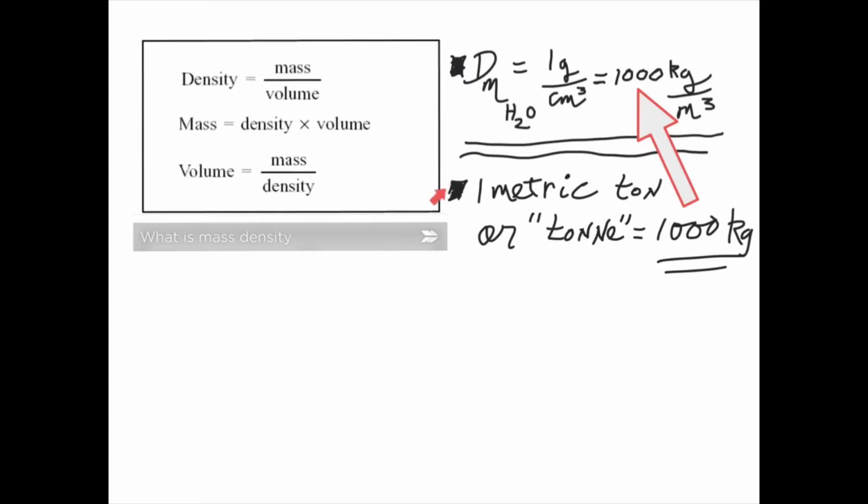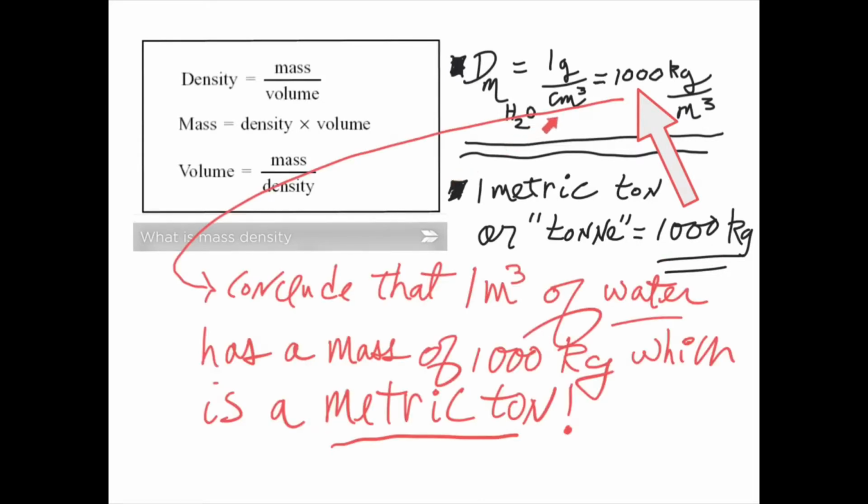We now define the metric ton, or tonne, to be 1,000 kilograms. We can now merge these two concepts to tell us that 1 cubic meter of water has a mass of 1,000 kilograms, which is a metric ton, since a metric ton is 1,000 kilograms, and the mass density of water is 1,000 kilograms per 1 cubic meter.